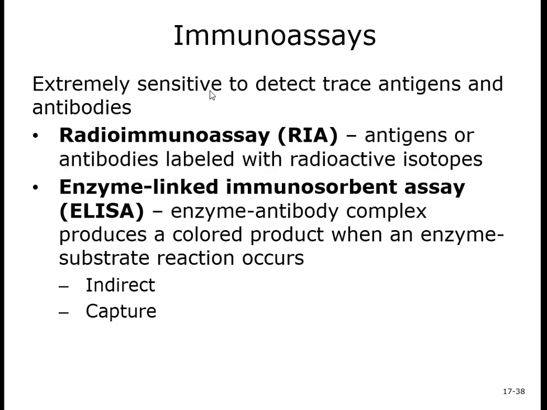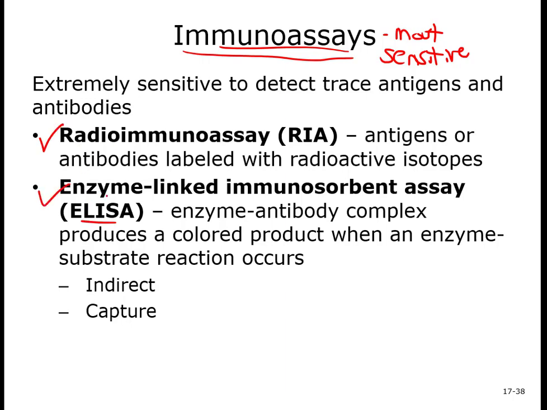Our last serological assays to talk about are the immunoassays. So again, these are immunologic methods, serological methods, and these are the most sensitive of all the methods. There's two main immunoassays. We could either use a radio immunoassay or an ELISA. ELISA stands for enzyme-linked immunosorbent assay.